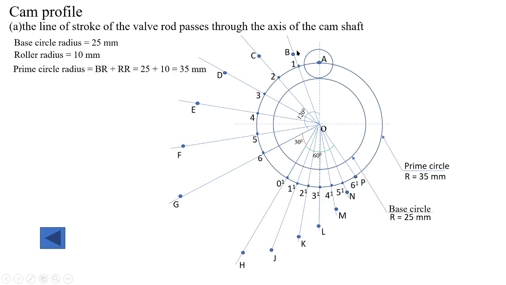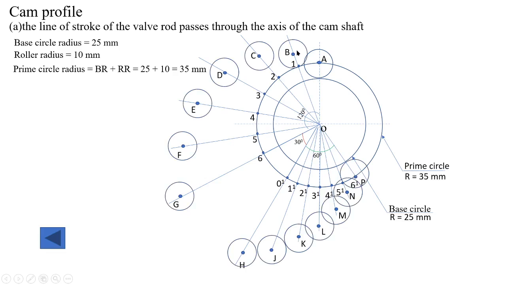as center you draw a different position of the roller. So when 20 degree rotation is done, this is the roller position, for 40 degree this is the roller position, right? Similarly for 60, 80, 100 and 120 degree, so I have drawn the roller positions.